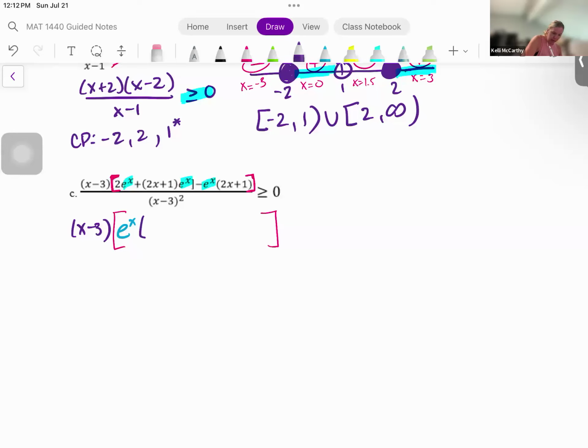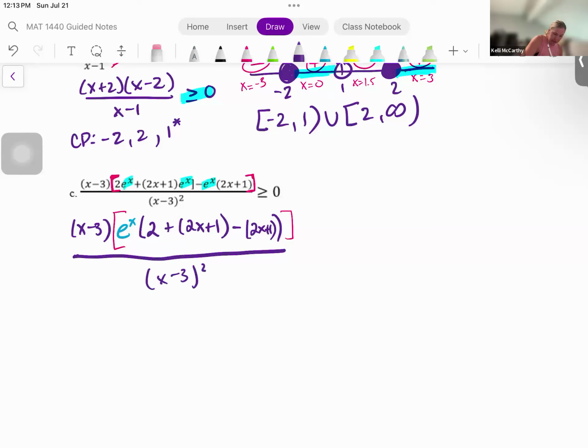So from that first term, we're going to be left with 2. From the second term, we're going to be left with 2x plus 1. And from the third term, we're going to be left with minus 2x plus 1, that entire quantity. This is all over x minus 3 squared, and we're setting this greater than or equal to 0.